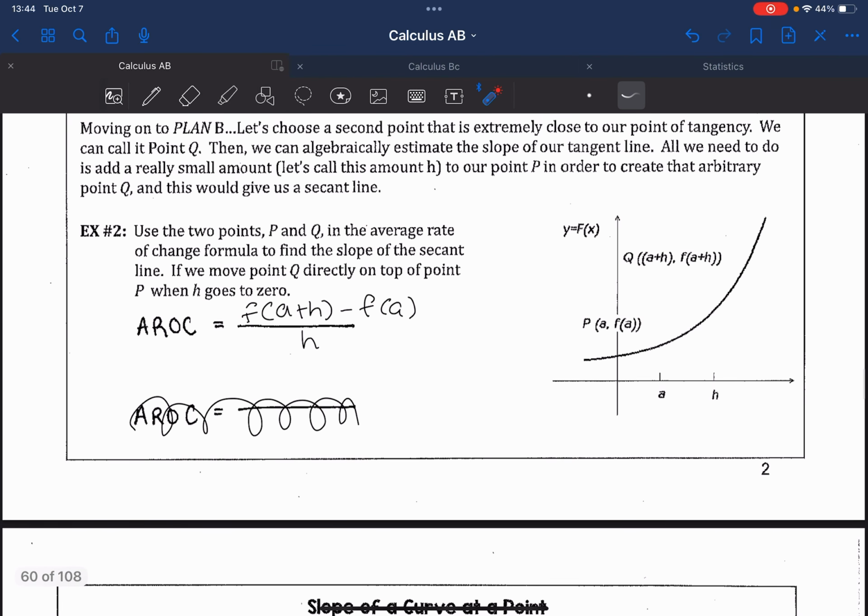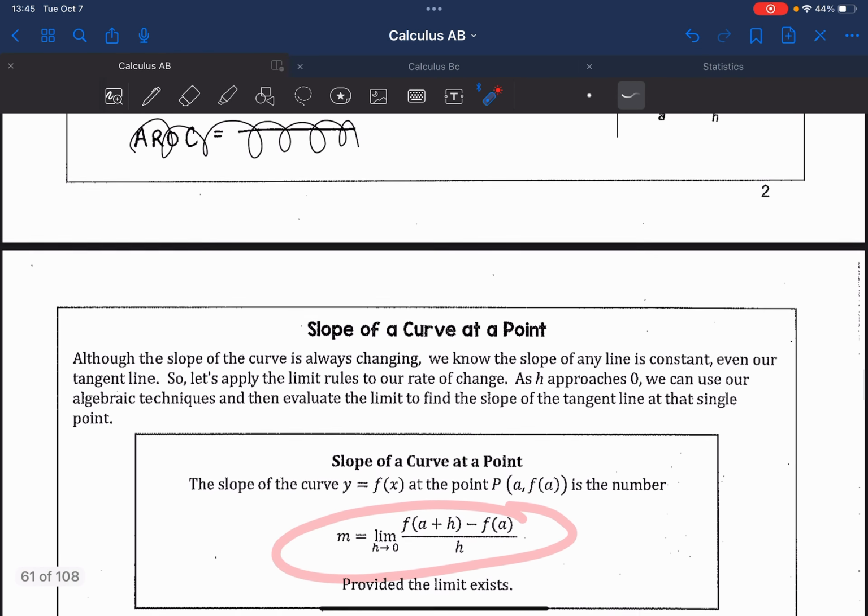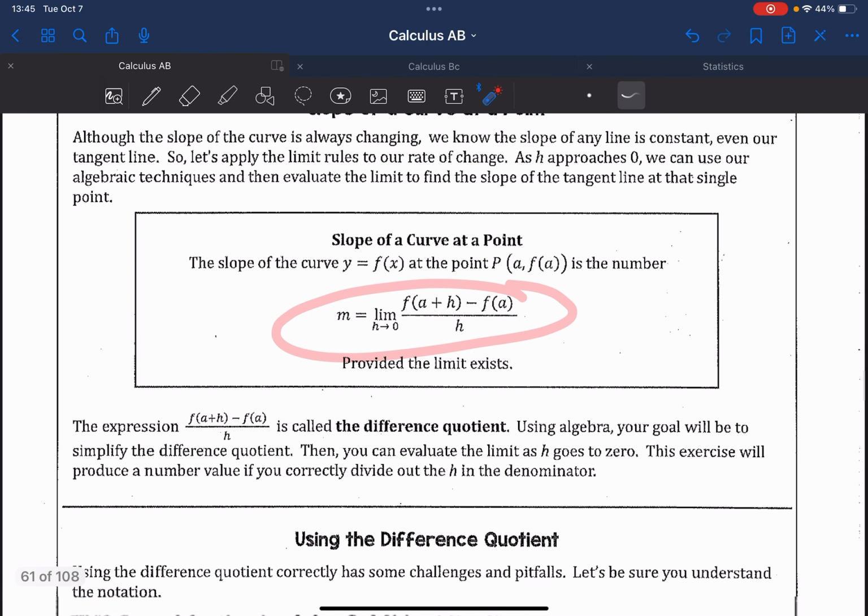Another way we could think of average rate of change is by using the definition of the derivative, where we do f of a plus h minus f of a all over h. And then usually it is the limit as h approaches 0. When you see this, it's just that same concept of f of b minus f of a over b minus a. This is what I was talking about above, where that slope is the limit as h approaches 0.